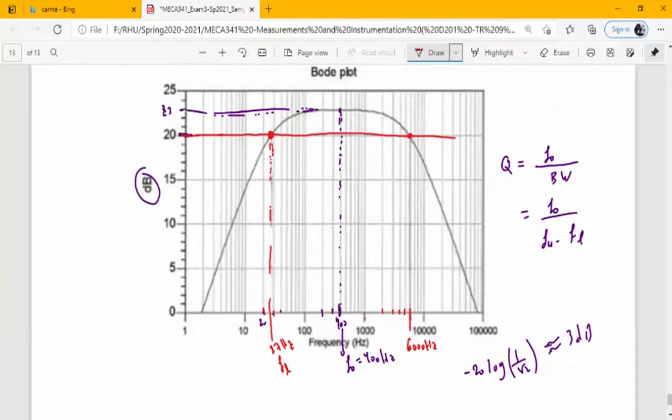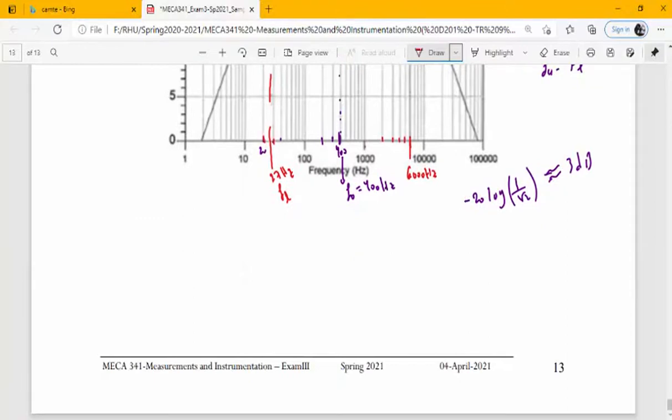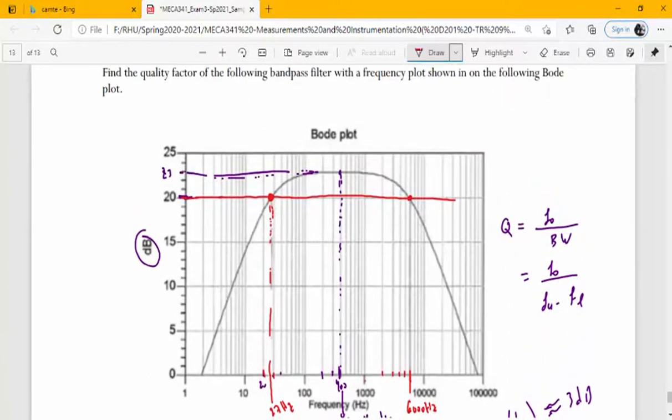Okay, this is the quality. The more we have a peak, the more we are selective. So the range between the upper and the lower must be smaller; the smaller this bandwidth range, the more we are selective, and the peakness increases. Therefore Q is equal to 400 over 6000 minus 27, and you should be able to determine the quality, or the peakness, or the selectivity of this bandpass filter.